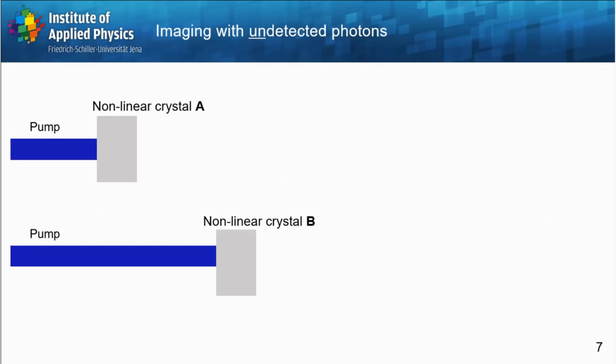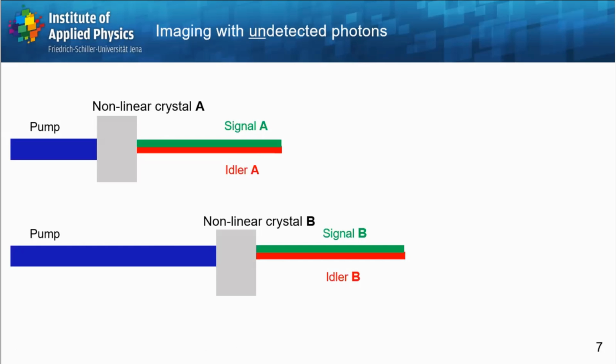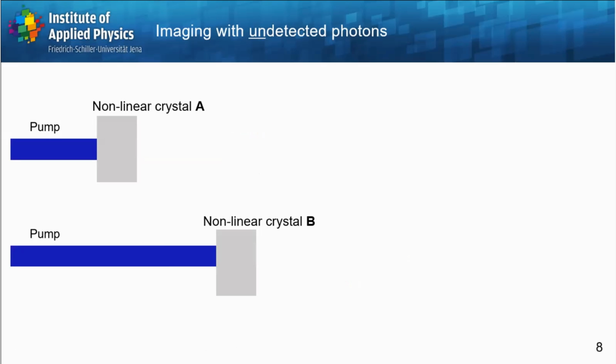For this case, I don't need just one nonlinear crystal, but two. I named them here A and B. Each of them is illuminated by a pump. As I showed you before, this is going to create a pair of signal and idler, which here I just put as a straight photon as a representation. And for crystal B, the same is going to happen. But what happens if we start modifying this scheme a bit that I show you here?